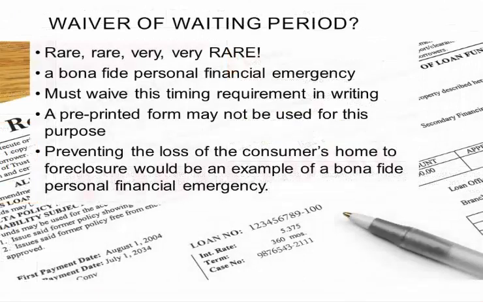So is there ever a waiver of the waiting period? I can tell you it's very rare. The time period, however, may be waived or altered for a bona fide personal financial emergency, which is very rare. The consumer must waive this timing requirement in writing, and a pre-printed form may not be used for this purpose. A bona fide personal financial emergency would be a situation where the consumer must have the loan consummated for a personal reason, determined by the facts of the situation, such as preventing the loss of a consumer's home due to foreclosure. That would be an example of a bona fide financial emergency.